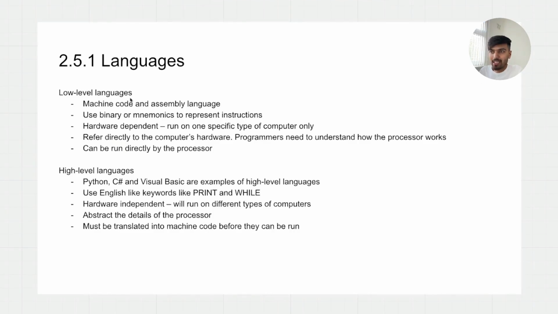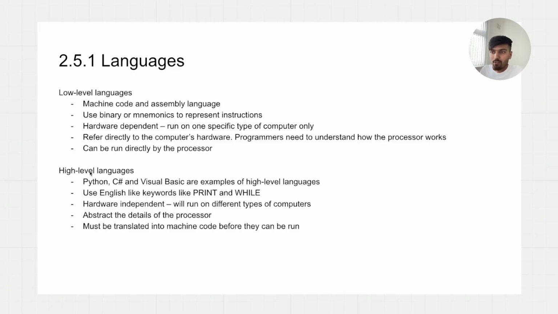Low-level language is basically what computers use. It's like machine code or assembly language, and it uses binary or mnemonics to represent instructions. It's hardware dependent, so it can only run on a specific type of computer. General purpose computers can't run it. Also, it directly refers to the computer's hardware rather than to how programmers understand it to work.